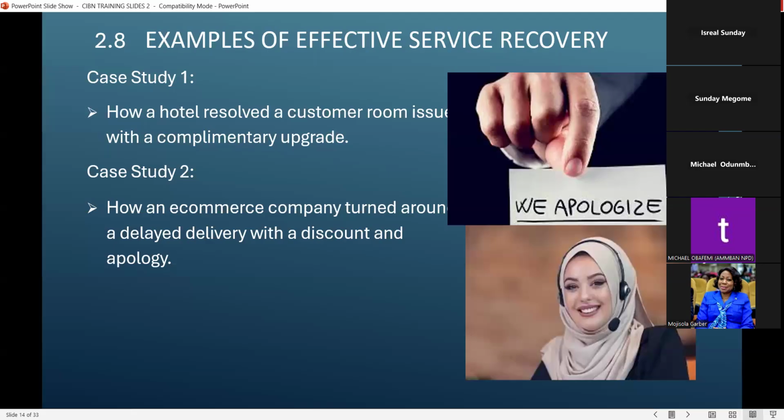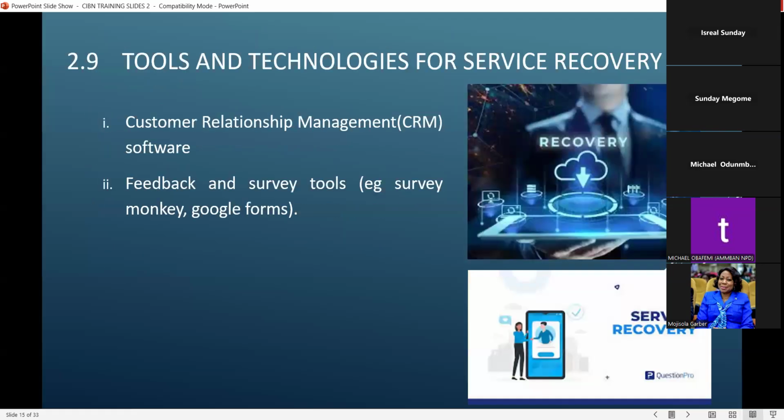Tools and technologies for service recovery. Customer relationship management software, of course. So it depends. And the second one, I say, feedback and survey tools, for example, Survey Monkey, Google Forms. So it depends. Like the first one, the CRM software, it depends. You set up your CRM software to solve different challenges.